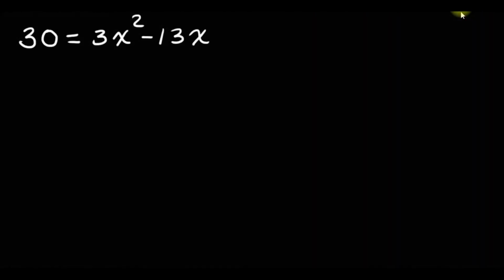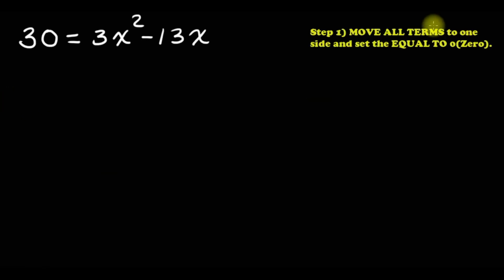So let's take a look at another example here. We have 30 equals 3x squared minus 13x. We're going to solve for x. And we have a 4-step procedure of how to do that. So we're going to take a look at step 1.